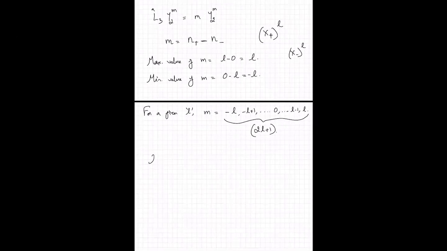So for example, for l equal to 2, there are 3 of these spherical harmonics, Y_2,-2. Sorry, there are 5 of these spherical harmonics. I cannot count apparently. Y_2,-2, Y_2,-1, Y_2,0, Y_2,1, Y_2,2. And for l equal to 1, there will be 3: Y_1,-1, Y_1,0, and Y_1,1. No more.